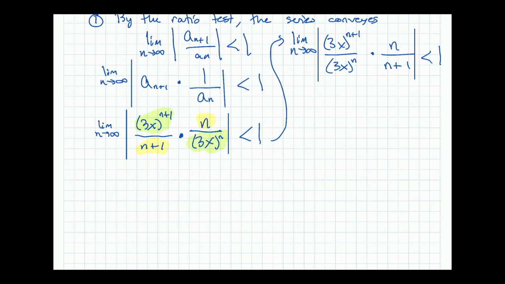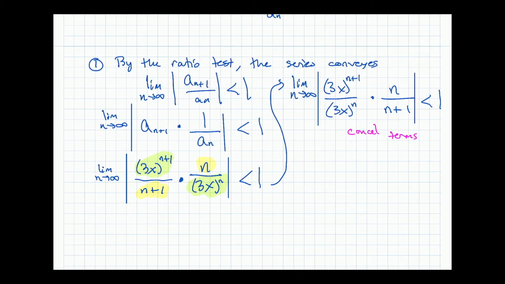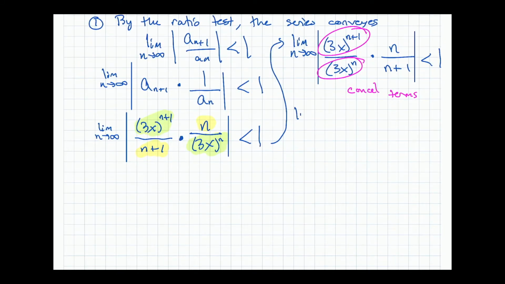So then we're going to simplify this. So we cancel terms. Specifically, right, you've got 1 extra 3x on the top here versus the bottom here. So you cancel some terms, and what you're going to have is the limit as n goes to infinity of, it looks like it's just going to be 3x, right? Because there's just 1 extra on the top. And then you've got your n over n plus 1. There's nothing to do there. I'm just going to leave it less than 1.